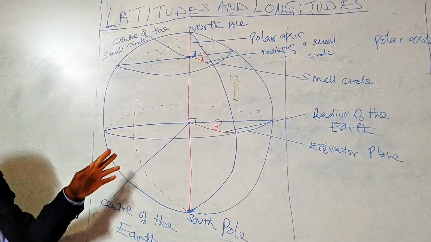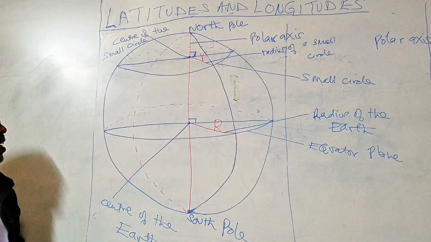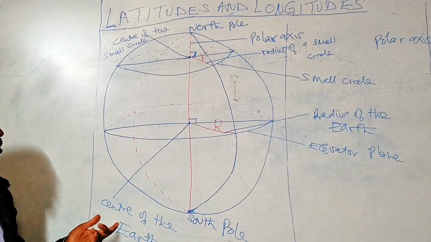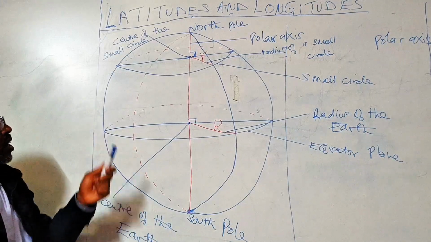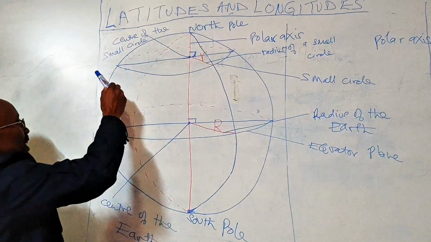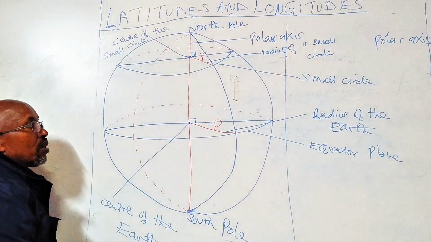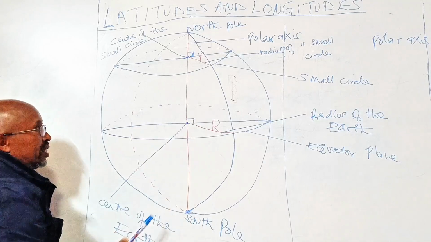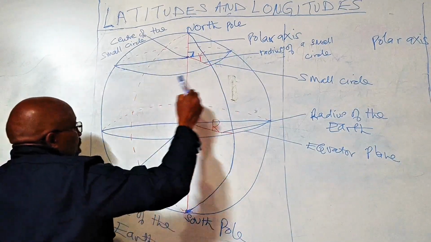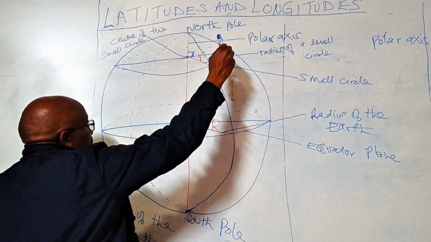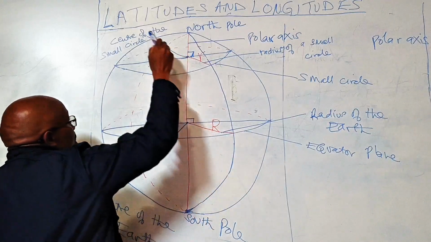Latitudes and longitudes are imaginary lines drawn on the Earth's surface. They help us locate a position on the Earth's surface. The latitudes are drawn horizontally and perpendicular to the polar axis, the line joining the North Pole and South Pole. What we are calling the small circle here is a latitude that is drawn horizontally and is perpendicular to the polar axis at this point where you have the center of the small circle.